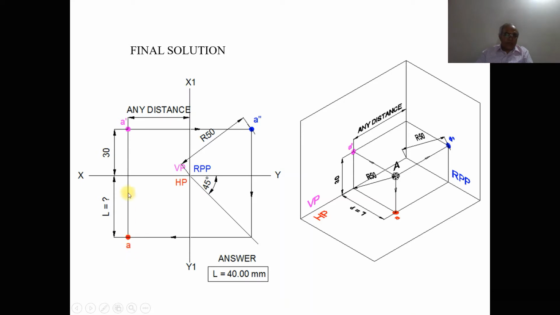Then you measure the distance from this point to here. The distance in the software, you are going to get as 40.00. Then you give the dimensions and mark the XY and X1Y1 lines. This is how you will be able to solve this problem on the shortest distance manually.